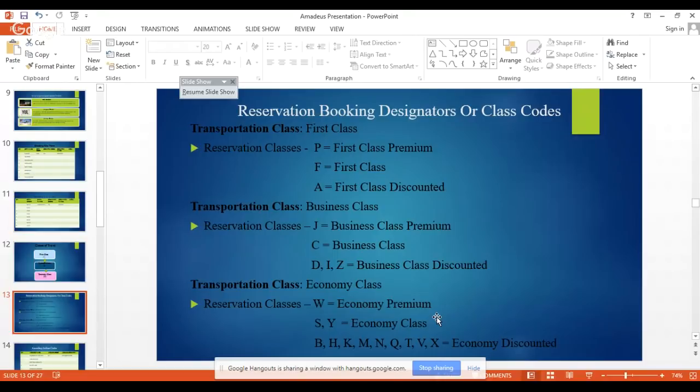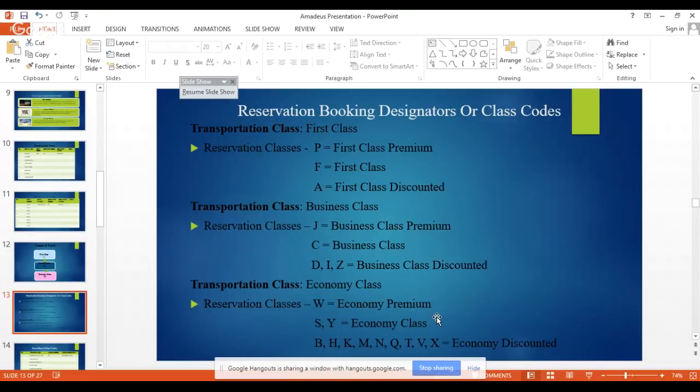The same thing that applies to the first class, that we have first class premium, first class, and first class discounted, the same thing applies to the business class as well. We have the business class premium, which is much more expensive than ordinary business class. Then we have the business class discounted, which is even lower, or cheaper than ordinary business class.